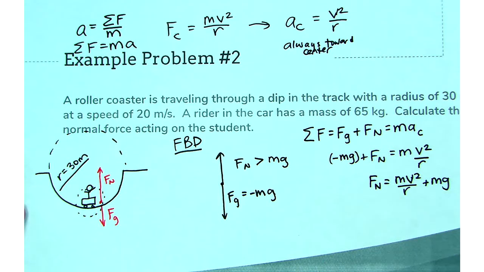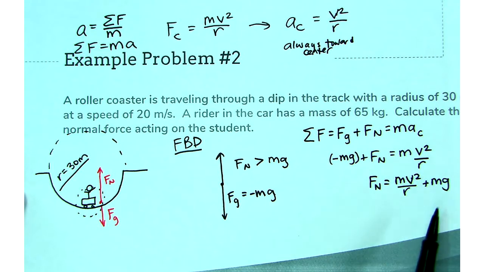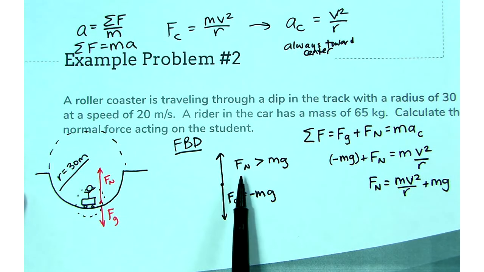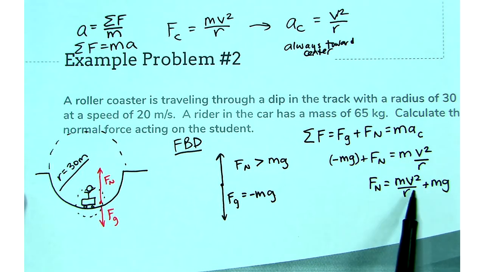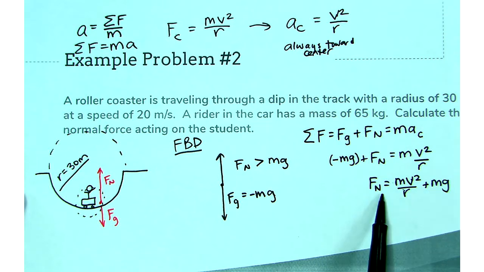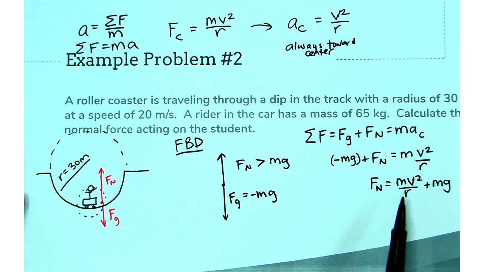Now, remember how I said that my normal force needs to be more than mass times gravity? Look, I have a term plus mass times gravity. So this means that my normal force is going to be bigger. This, because I have a square term here, can't possibly be negative. All right. And then lastly, continuing, I'm going to actually plug in my numbers here.